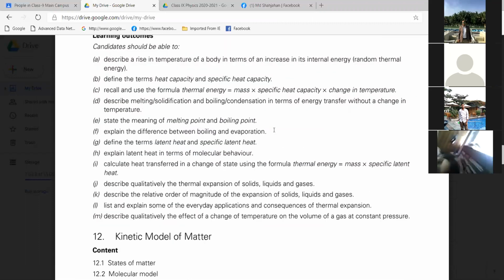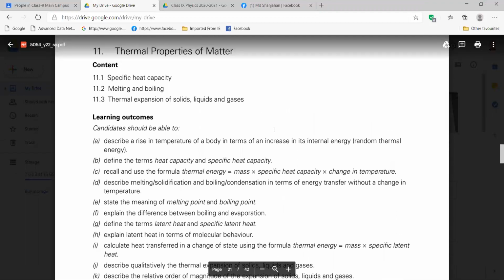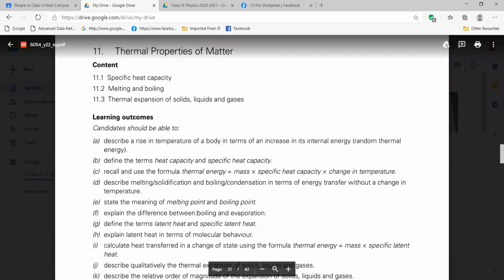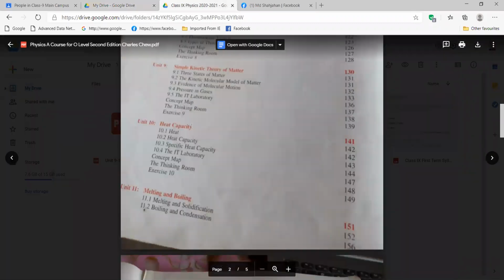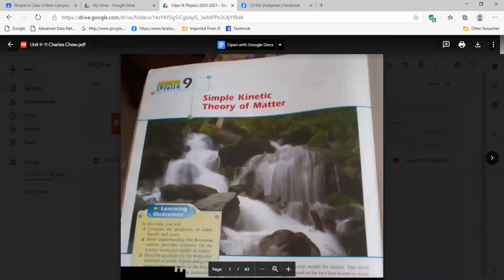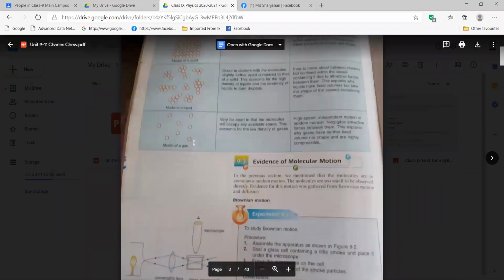So this one is our topic, thermal properties of matter. We are done with A and now B is going on, specific heat capacity. So let us go there. Yes, sir. Here are the contents and this one is the book. Your all three topics together I accumulated.